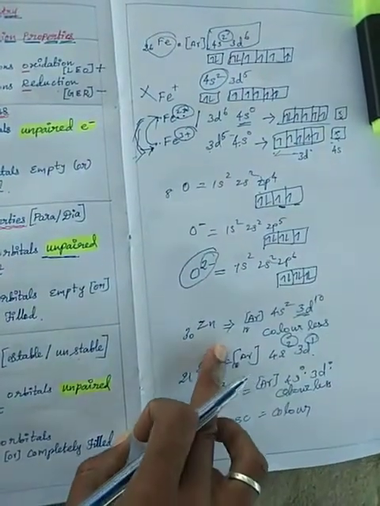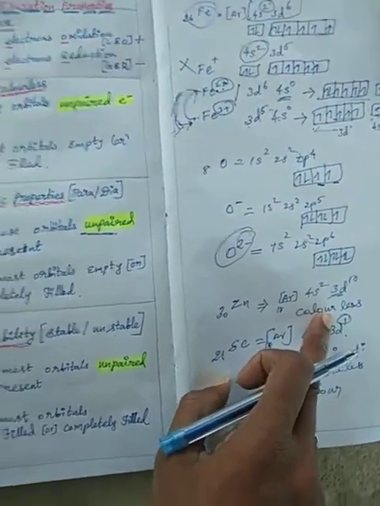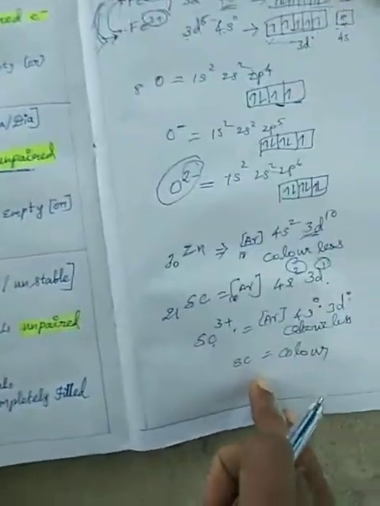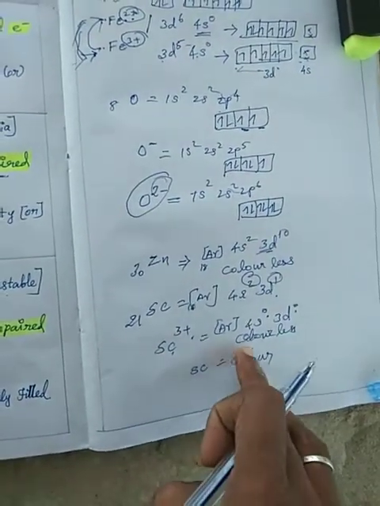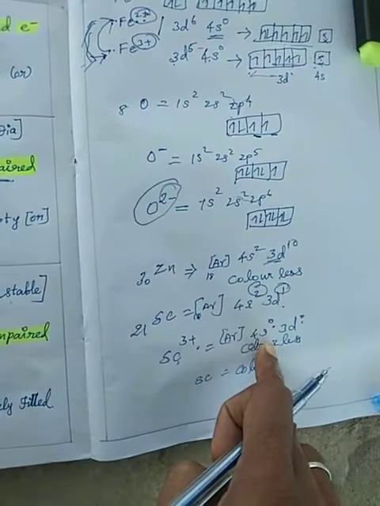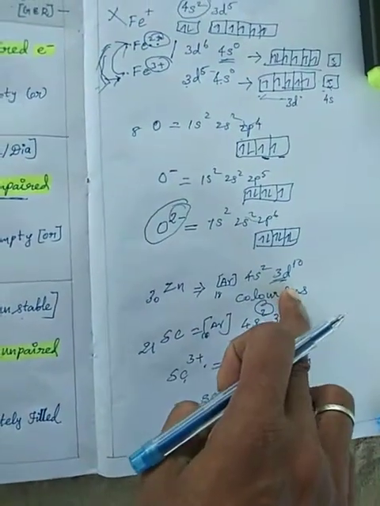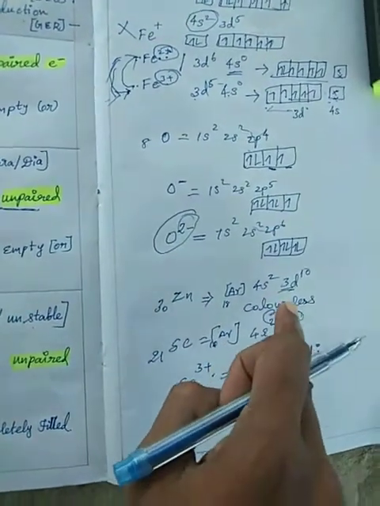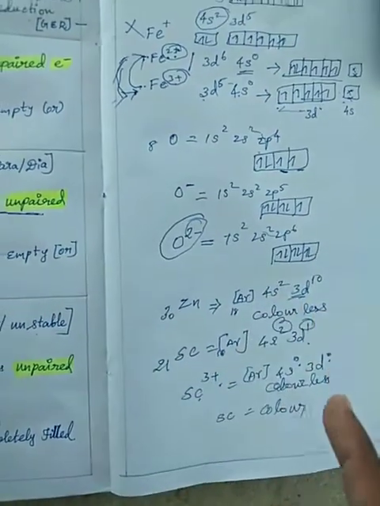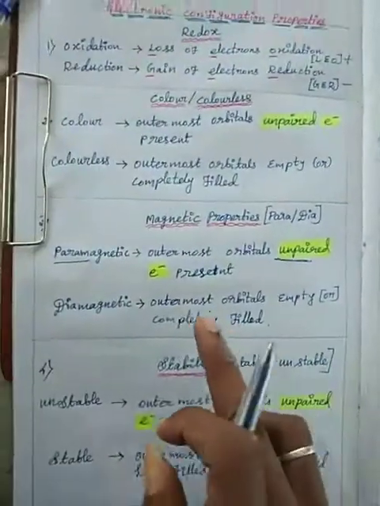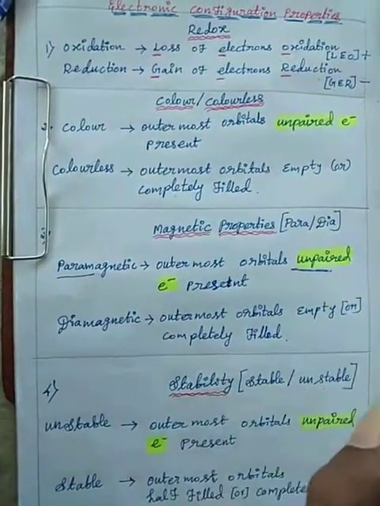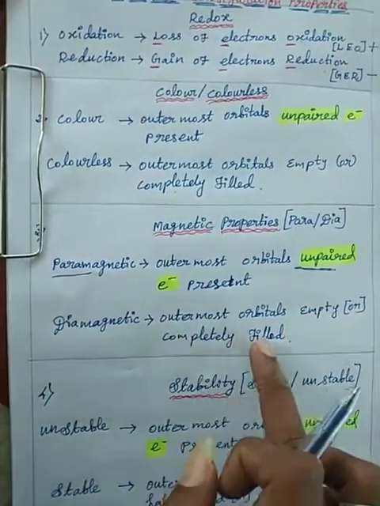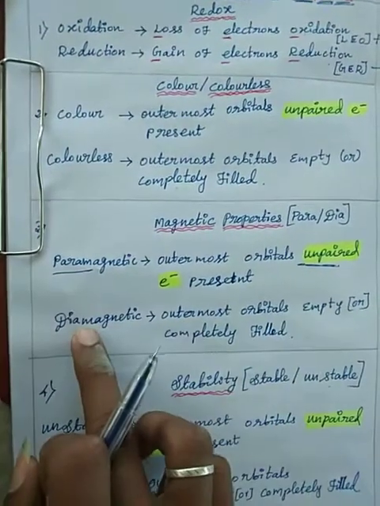And next, compared to zinc, completely filled is called diamagnetic. Outermost orbitals empty or completely filled. Like that example, scandium 3 plus is empty, so it is diamagnetic. Compared to zinc, the outermost subshell is completely filled, colorless. So the diamagnetic nature, the magnetic moment, is zero. Next we consider the magnetic properties. Paired electrons in the outermost shell are called paramagnetic. Completely filled or empty outermost subshell orbitals are called diamagnetic.